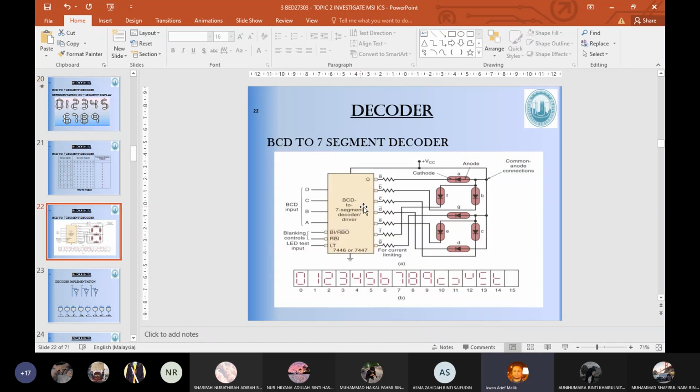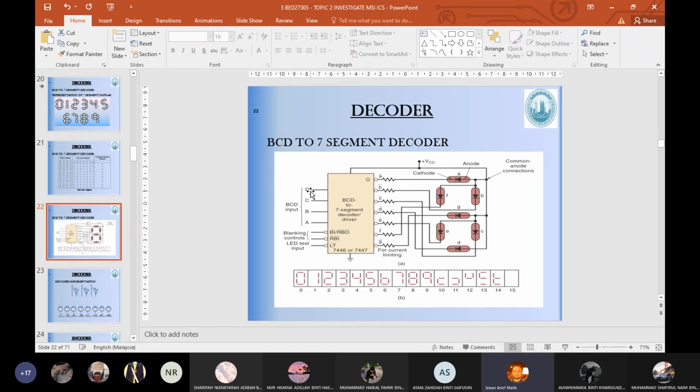Alright, so this is an example. Okay, the connections from BCD to 7-segment decoder. So kita ada, this is our LED lah. Okay, LED tu diode kan. Common cathode dan common anode. So dia ada 1, 2, 3, 4, 5, 6, 7.